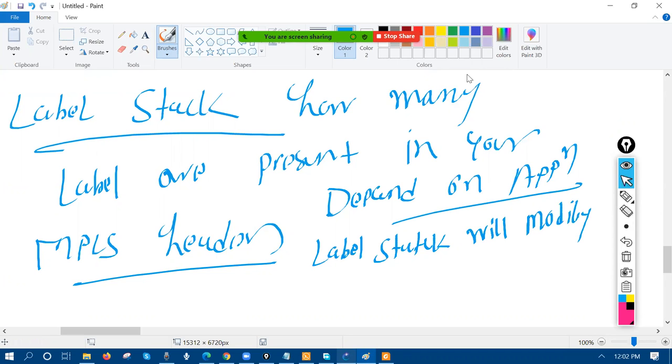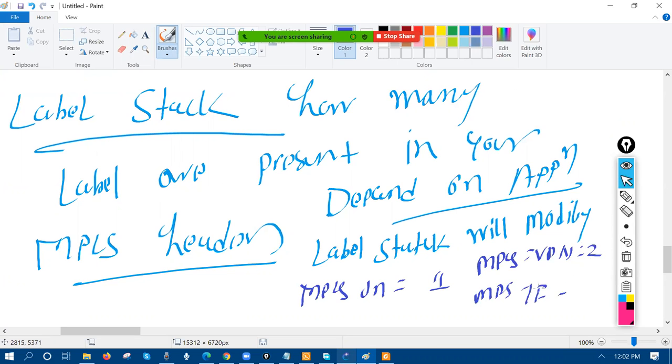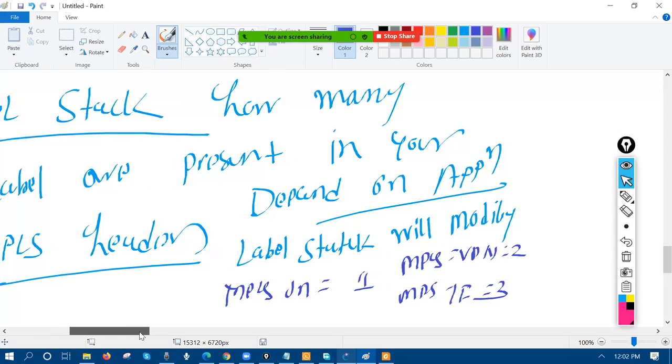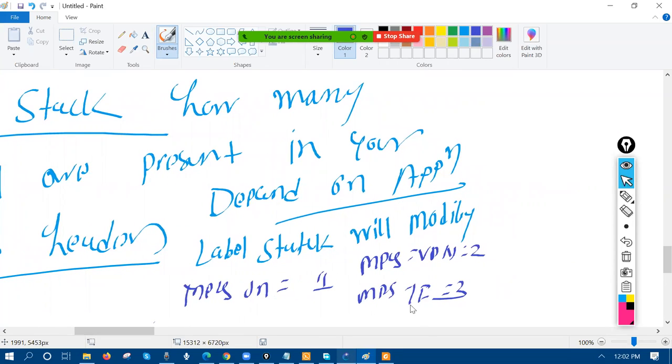For example, if you are going to use MPLS Unicast, you will have a single label. If I am going to use MPLS VPN, you will have two labels. If I am going to use MPLS TE, traffic engineering, you will have three labels. So label stack is just going to tell you how many labels are present in your MPLS header.